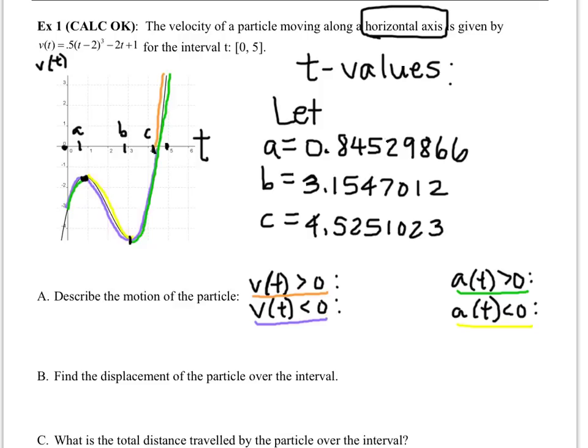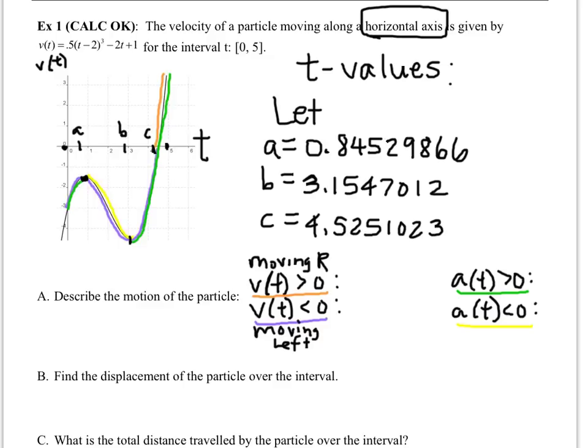Okay, so when we go back to describe the motion of the particle, since it's moving along a horizontal axis, we're talking about motion to the left and to the right. So for v of t greater than 0, we're going to say this would be moving right, and this would be moving left for v of t less than 0.